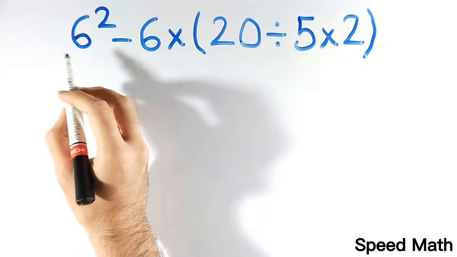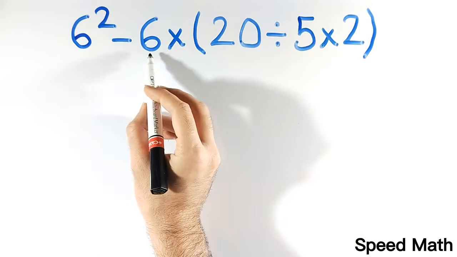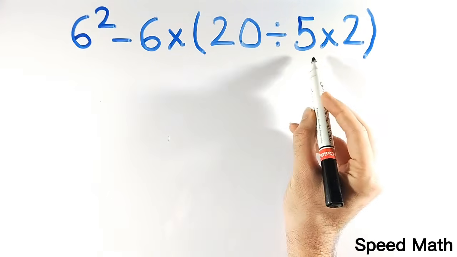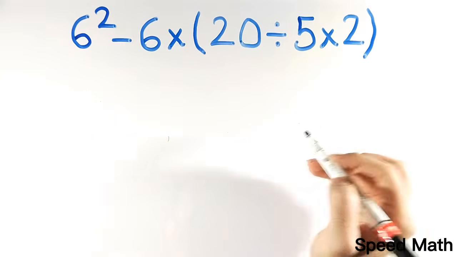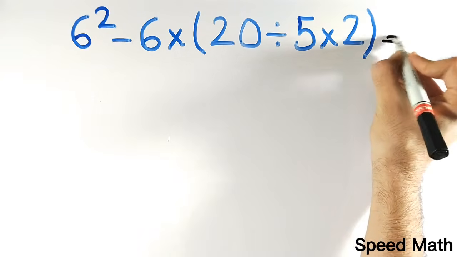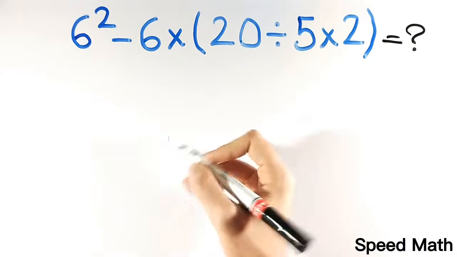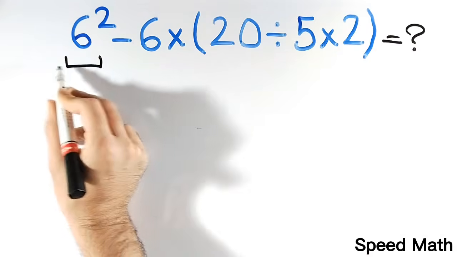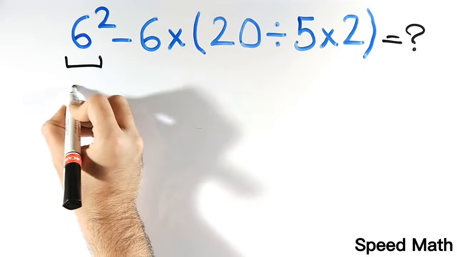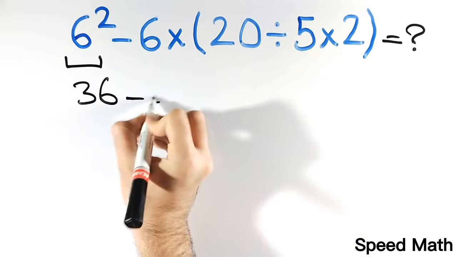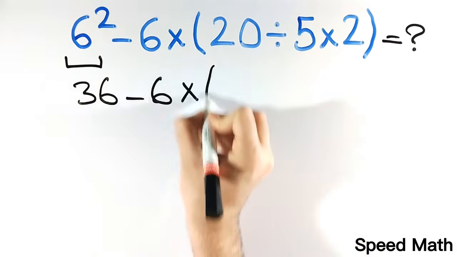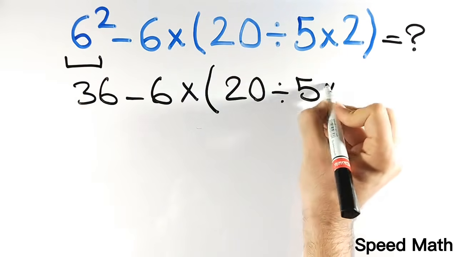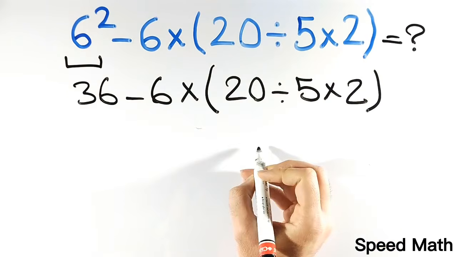If we have the expression 6 squared minus 6 multiplied by open parenthesis 20 divided by 5 times 2 close parenthesis, then what is the correct answer of this question? Many people, when solving this question, first go for the exponent, and instead of this expression, they write 36 minus 6 multiplied by open parenthesis 20 divided by 5 times 2 close parenthesis.